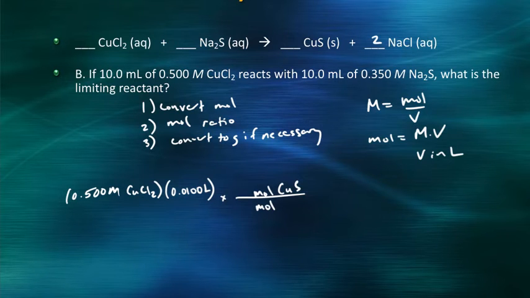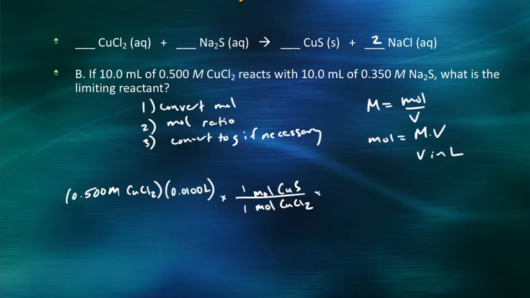We're going to look for CuS. We could pick either one. In fact, we're going to eventually have to do it for the NaCl as well, but we need to figure out which one of these is the limiting reactant first. We're looking for CuS. This time we started with CuCl2. That is a 1-to-1 ratio, so that's all going to stay the same.